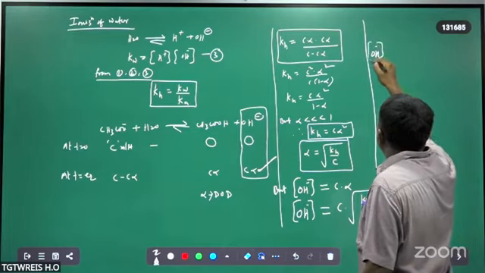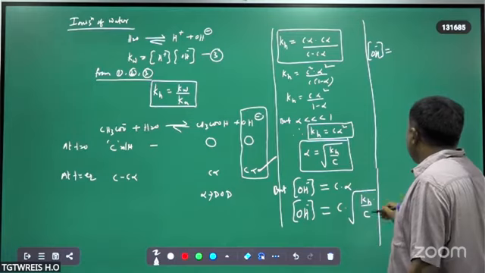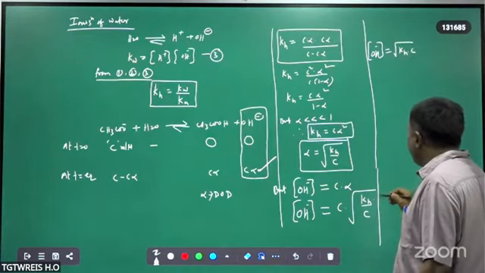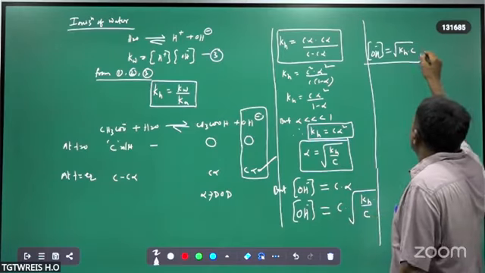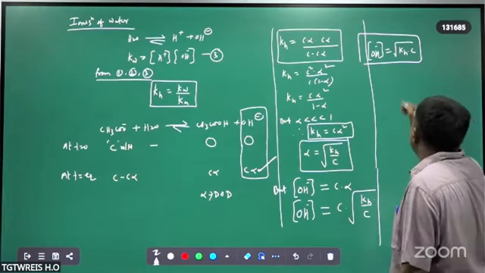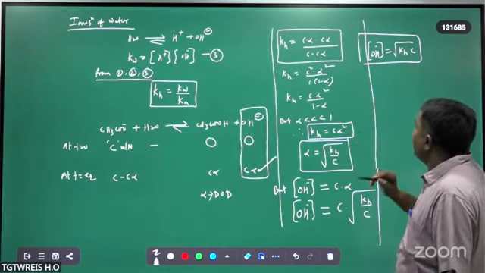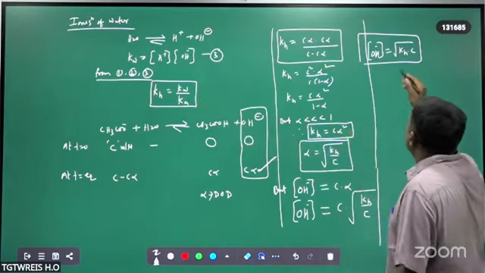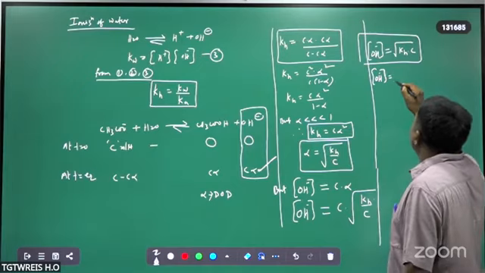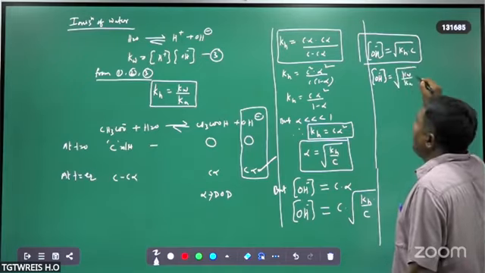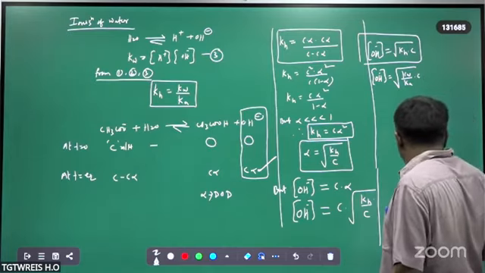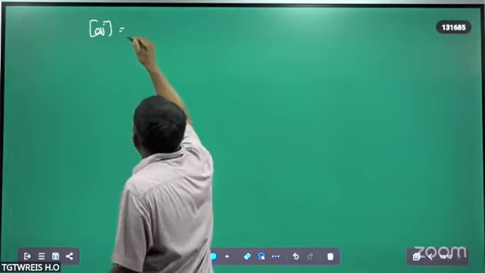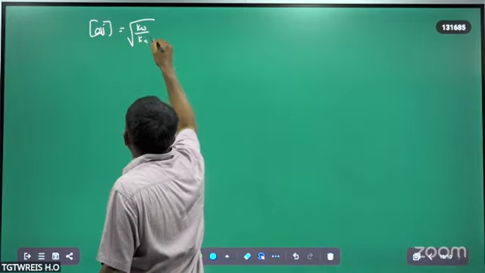By multiplying by C and dividing by C, you will get the OH minus ion concentration as root of Kh into C, that is the square root of Kh into C. But Kh is equal to C alpha square, so alpha equals root Kh by C. But Kh is equal to Kw by Ka. So the OH minus ion concentration is equal to the square root of Kw by Ka into C.